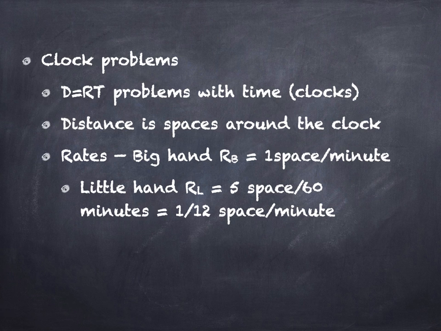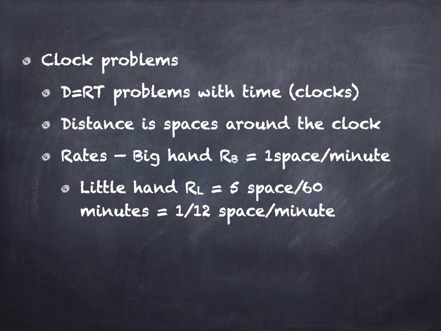The little hand goes 5 spaces in 60 minutes. If you think about the little hand, it goes from the 12 to the 1, or the 1 to the 2, or the 2 to the 3, which is 5 spaces on the clock. And it does that in 60 minutes, or it goes 1 space per 12 minutes, or 1/12 space per minute. Now, this is one of the reasons why these are not hard.